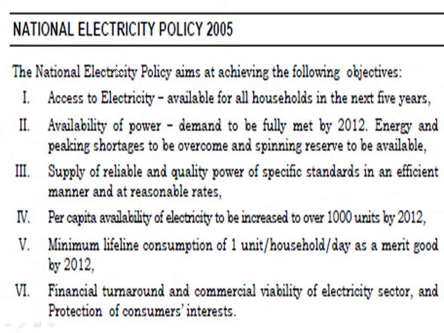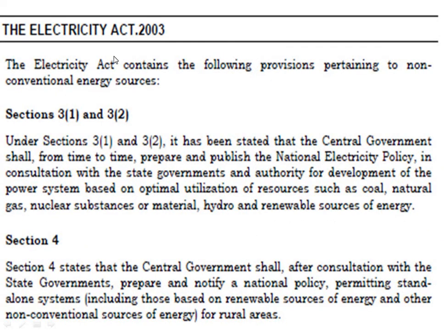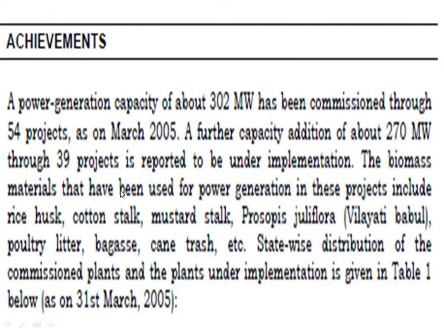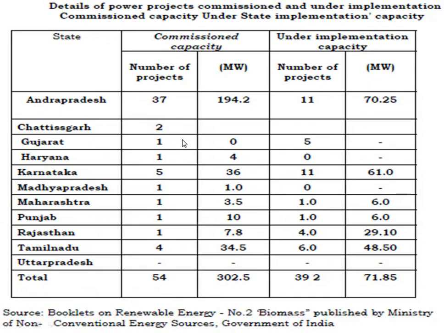So in that case, national electricity policies aim at achieving the following objectives. And then the Electricity Act 2003 came over, and then the different sections of that act. I am not going through that. Just to give you information about it, please go through it. We are expected to go through it. So this is the information.